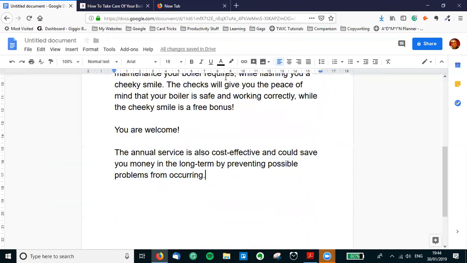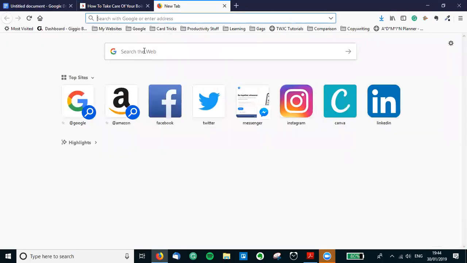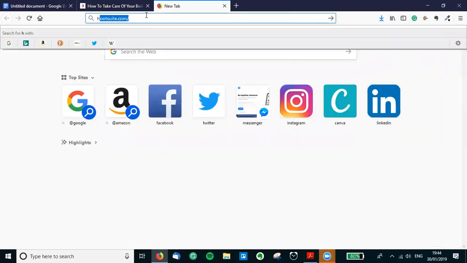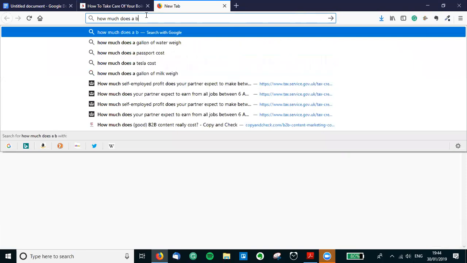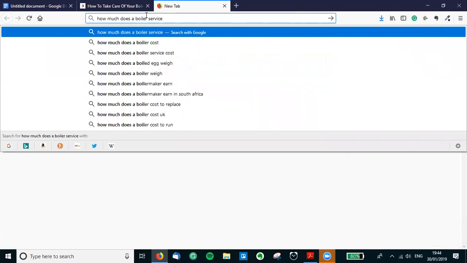So how much does a boiler service cost? Let's see. You don't want to lie. You don't want to say it's cheap when it's not. So let's see. How much does a boiler service cost?